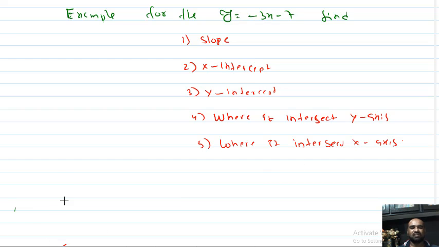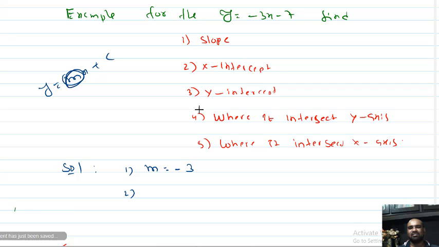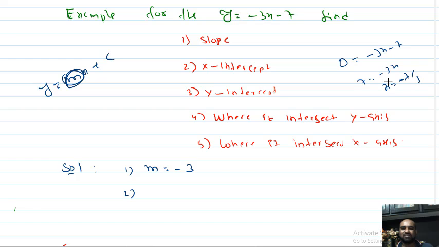Okay. Now I want to write the solution one by one. Observe all of you. Slope. What is the form? Y equal to mx plus c form only now. M stands for slope only. That's why I can say minus 3 is the slope. Slope m equal to minus 3. First one completed. Second one, x-intercept. To find the x-intercept, put y equal to 0 in the equation. So I will write here, put y equal to 0: 0 equal to minus 3x minus 7, or 7 equal to minus 3x, or x equal to minus 7 by 3. So, sorry, the x-intercept is minus 7 by 3.